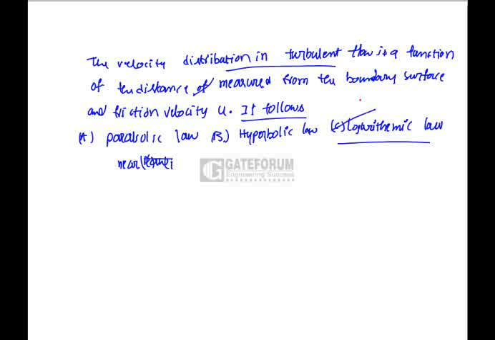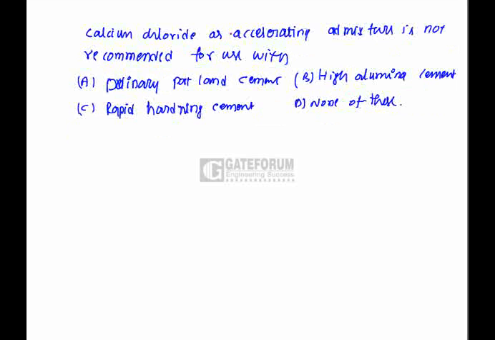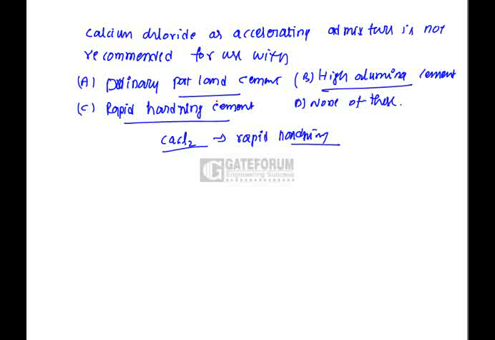C is correct. Calcium chloride as an accelerating admixture is not recommended for use with which cement? We use it to add to the cement for rapid hardening. If you use calcium chloride in a particular cement, it is going to increase the speed of setting. So we can use it in any type of cement, whether it is ordinary Portland cement, high alumina cement, or rapid hardening cement. Rapid hardening cement usually contains calcium chloride on its own. So none of these is the correct answer. The question asks which is not recommended for use with, but we can use it with all these three types of cements. So none of these is the answer for the above question.